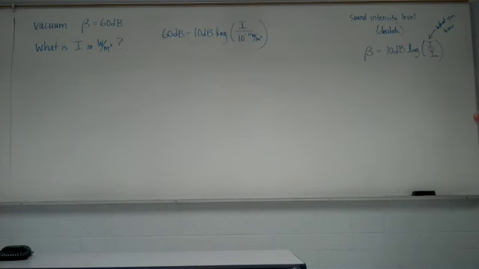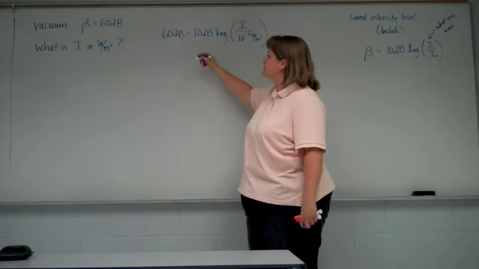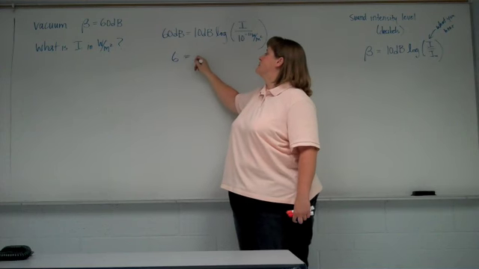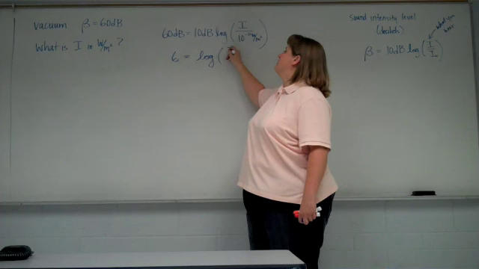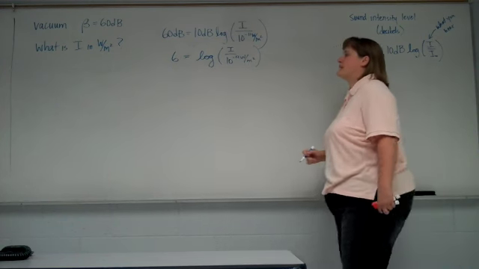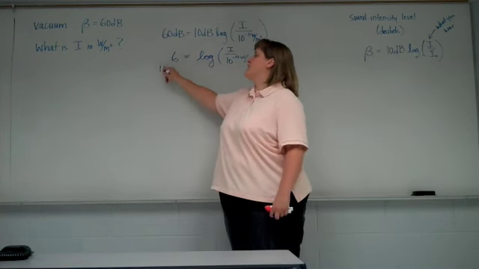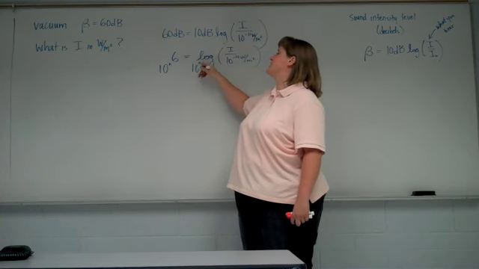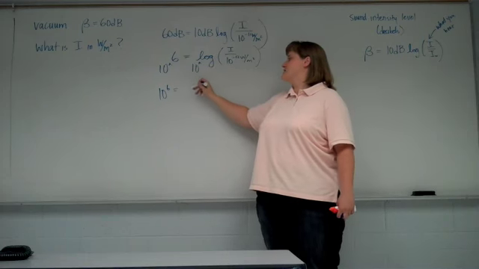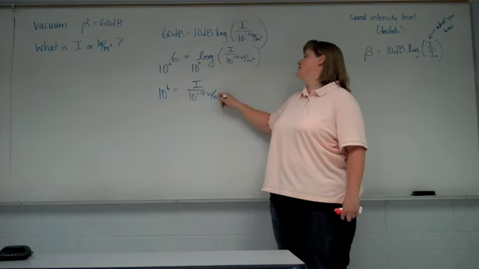Now before we can get rid of the log, we need to get the log by itself. So we need to divide both sides by 10 decibels. So 60 decibels divided by 10 decibels will simply be 6. How do we get rid of the log? Let's take 10 to the power of both sides. 10 to the 6th is equal to 10 to the log of all that stuff. 10 to the log cancels each other out, so we get I over 10 to the negative 12 watts per meter squared.